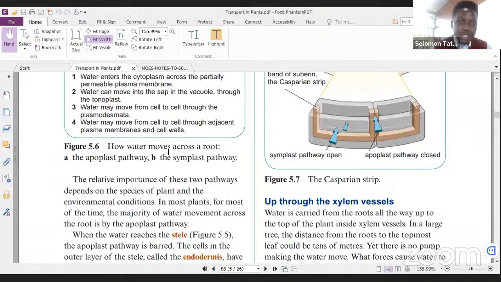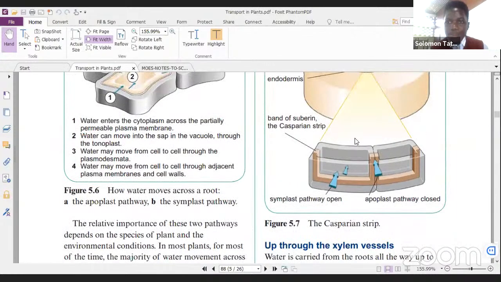One question here: how does water move across the root? Yeah, the apoplast pathway, the simplest pathway. We have explained this one. Now everyone knows this one. Okay. One thing that is examinable that I want you to know about is the Casparian strip.